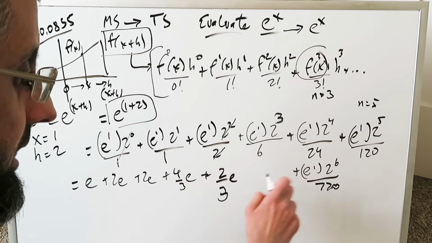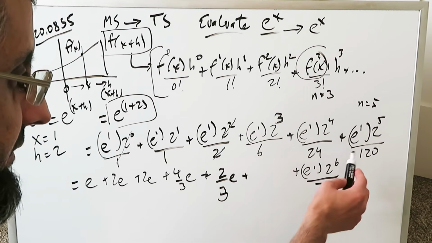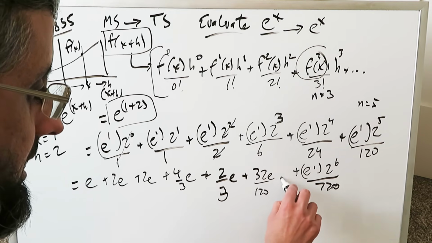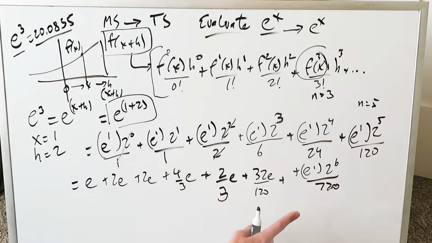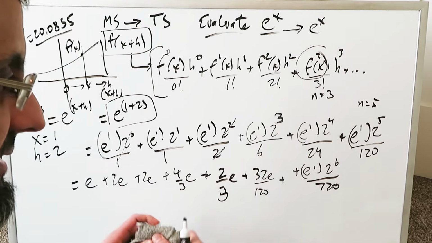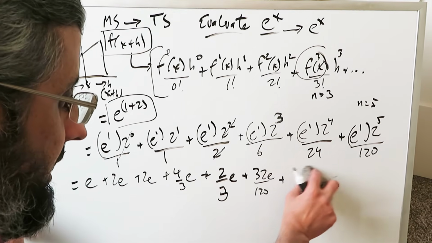Now let's look at this. I probably won't do any fancy simplification over there. I'll just keep it 32e over 120, and then I'll add this. You see this value, the n equals 6 value, I'm going to erase it, but I'm going to bring it right over here in its final form. It would be 64e divided by 720, and that's what I'm adding over here.